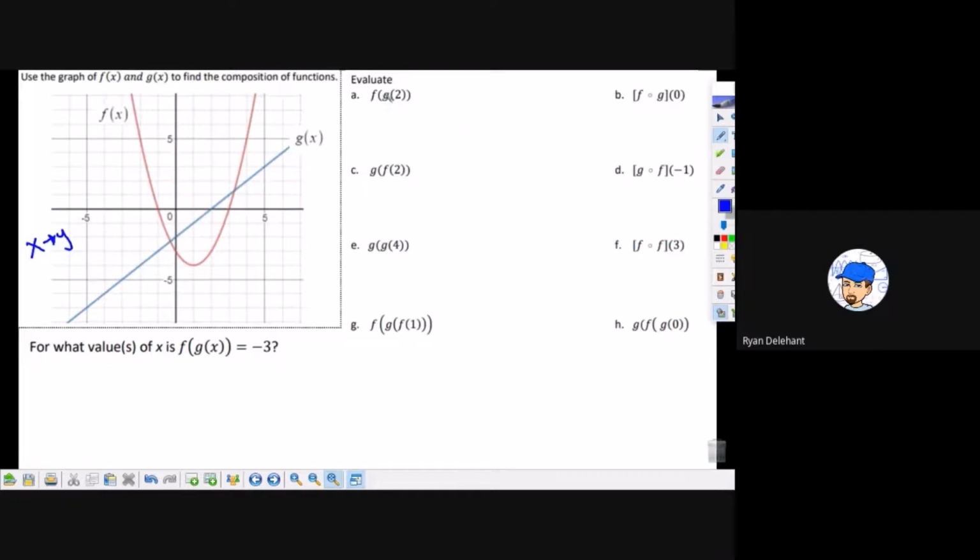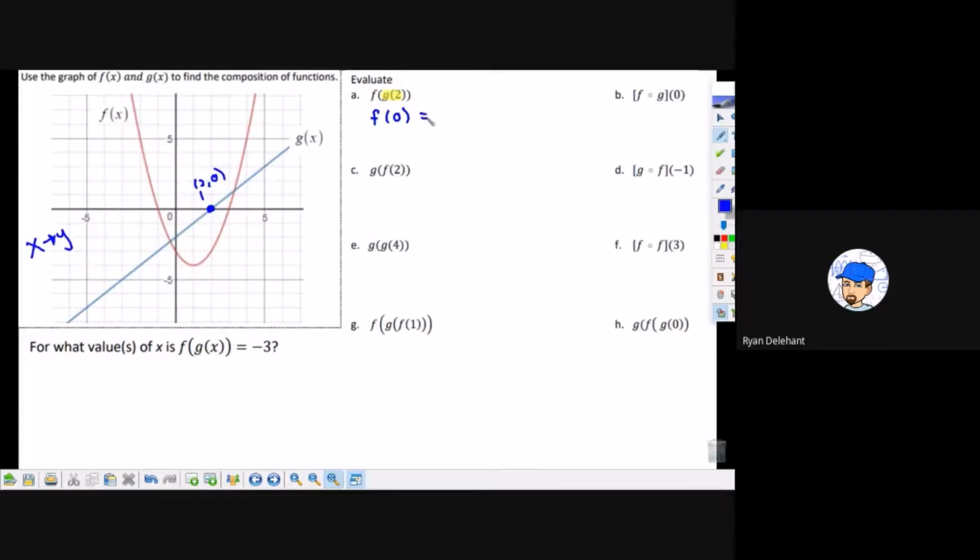So I want to figure out f of g of 2. Well, before I figure out what to plug into f, I need to figure out what g of 2 is. So what this is asking me is, at the x value of 2, what's the output or the y value for the function g? So I'm going to go out to 2. Here's 2. And I want to figure out where is the graph of g at 2? Well, it hits right here on the axis. At an x of 2, it gives me an output of 0. So that means this can also be written as f of 0.